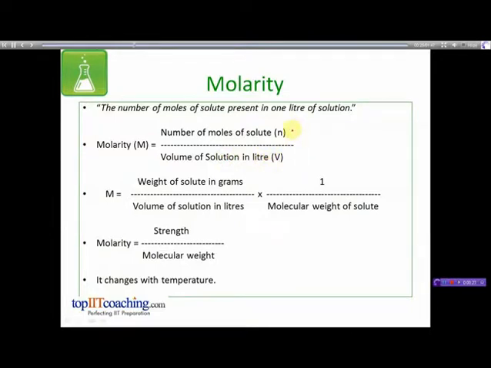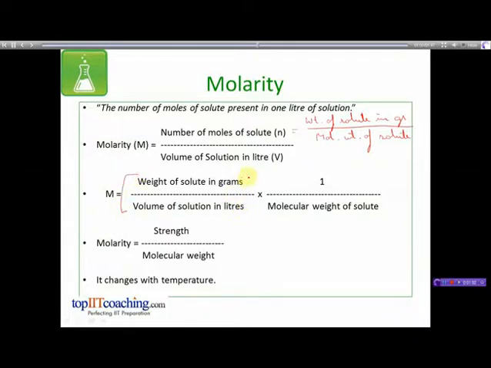Now we know that number of moles of solute is equal to weight of solute in grams divided by the molecular weight of the solute. On replacing this value in the formula of molarity, we obtain capital M, that is molarity, is equal to weight of solute in grams divided by molecular weight of solute into 1 divided by volume of solution in liters.